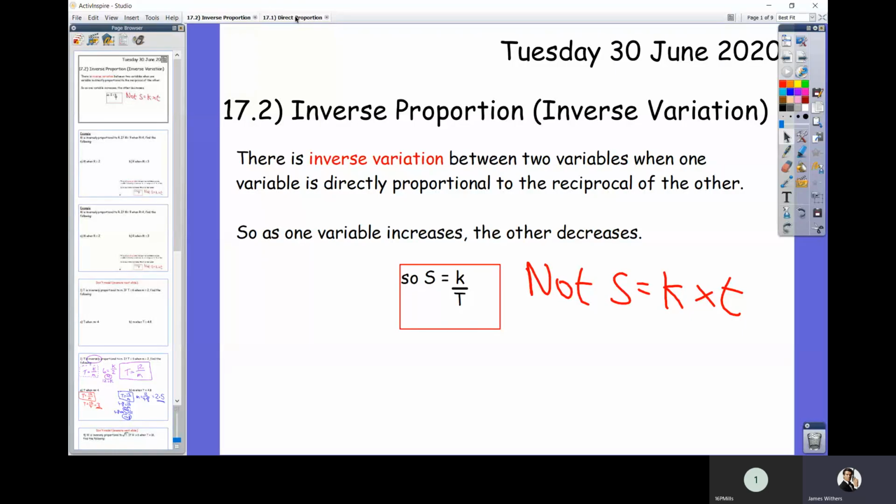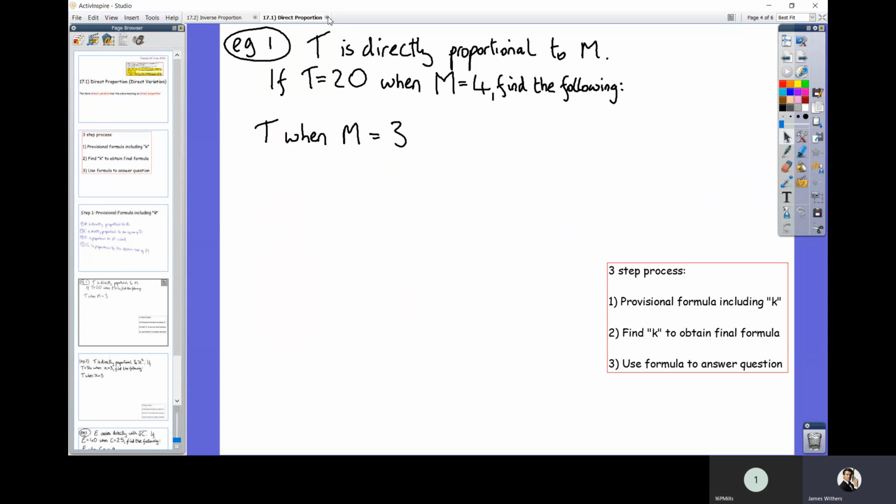Okay, so I think the key thing to understand, Poppy, is that whether you're doing direct proportion or inverse proportion, you've very much got to have in your mind this three-step process. I really got to drum that home to you. So step one, you've got to read the opening sentence and put that into a formula involving K.